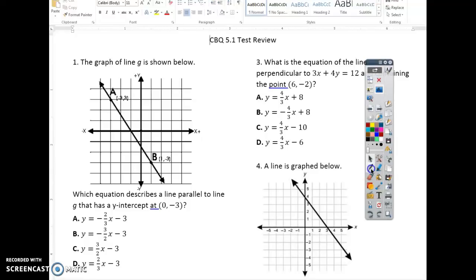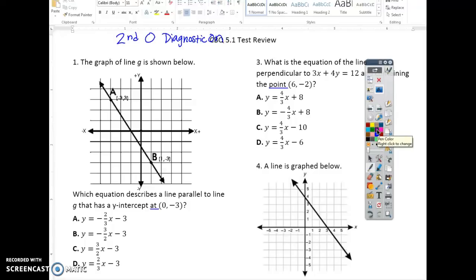Don't forget to turn your diagnostic on. You have to press second 0 and go to diagnostic. On. Press enter until it says done, because we're going to need those for the scatter plots in the back. Okay, so we're going to go through this quickly.